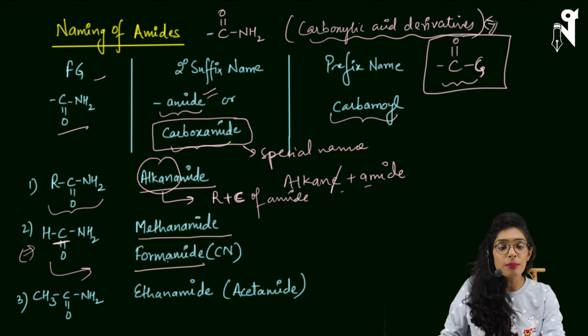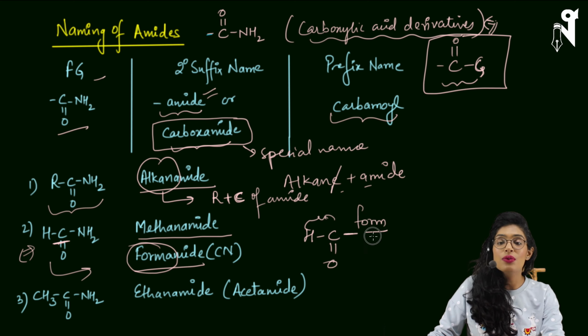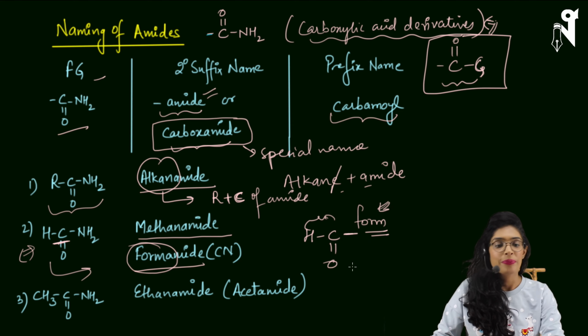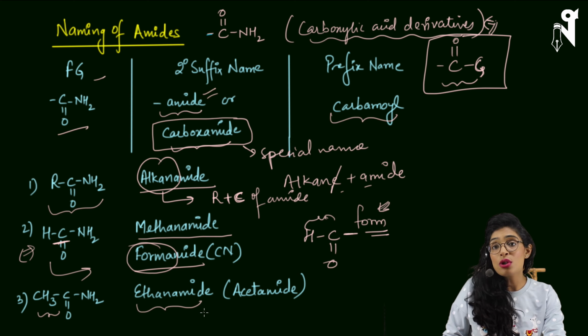Because form is the term which we use for such kind of structure. So this structure is called form. Wherever you will see this structure, you will see that the common name will have the term form in it. We will be talking about this in detail. Next is CH3CONH2, again two carbons, so ethanamide will be the name. If I have to talk about the common name, it will be acetamide.